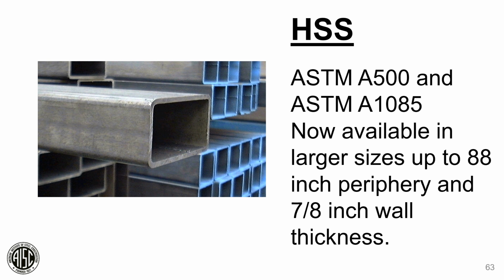Also, I wanted to point out, even though it's not noted on the slide, there is a new standard that can accommodate even larger cross sections. ASTM A1065 allows up to 192-inch periphery and a 1-inch wall thickness. I do want to call to your attention, though, check with your local fabricator for availability before specifying any larger sizes. But if you need these sizes for your design, they are available.